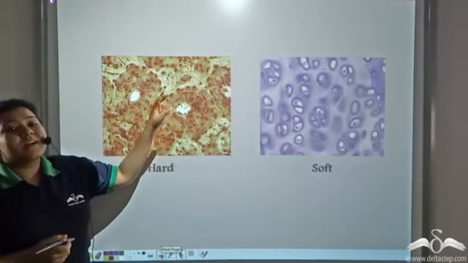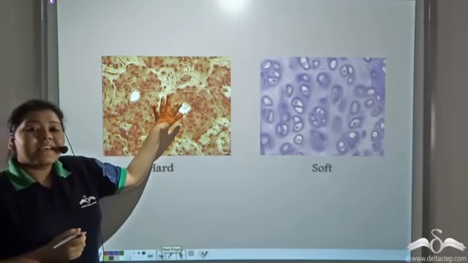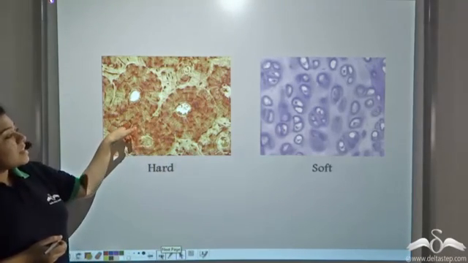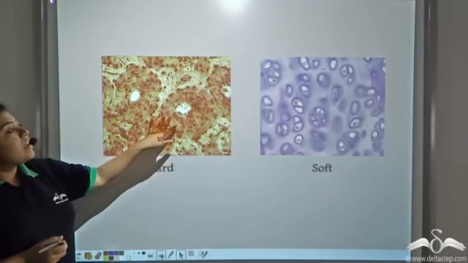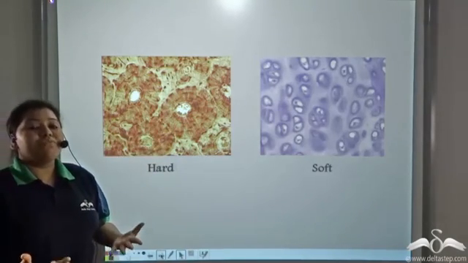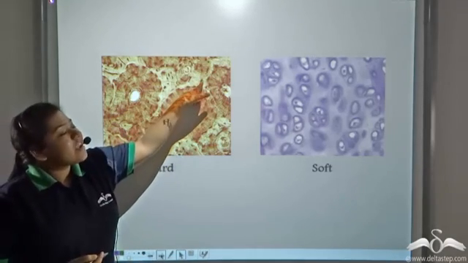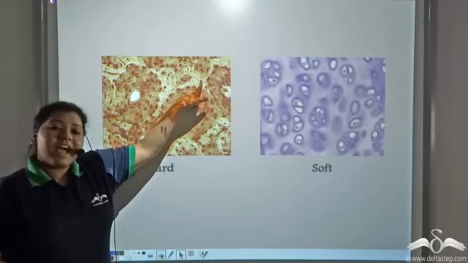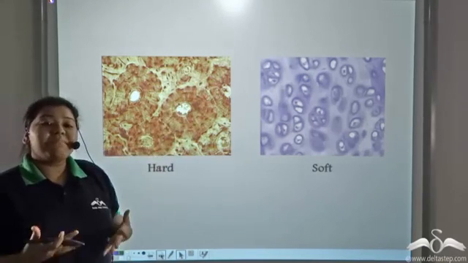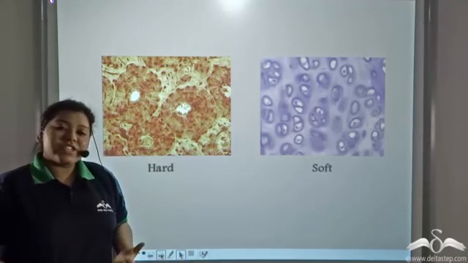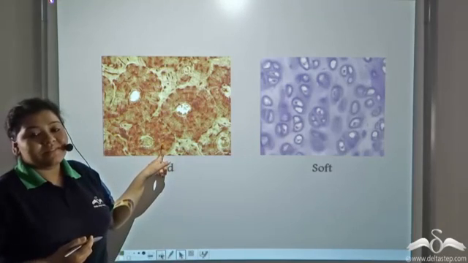This is what bone looks like histologically. See, there are many scattered cells, and there is a tremendous amount of matrix which is impregnated with calcium and phosphorus, and these are responsible for the immense hardness and rigidity of the bones.